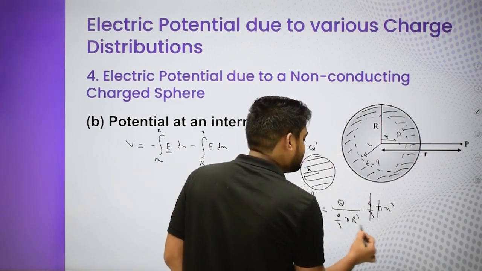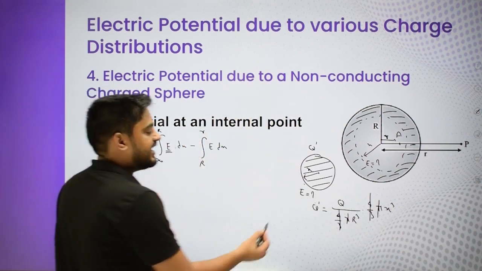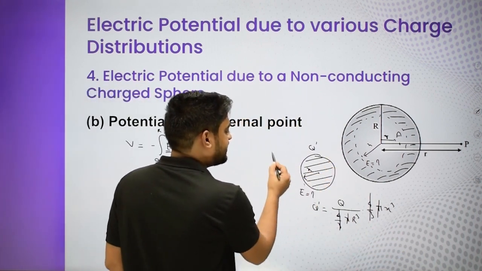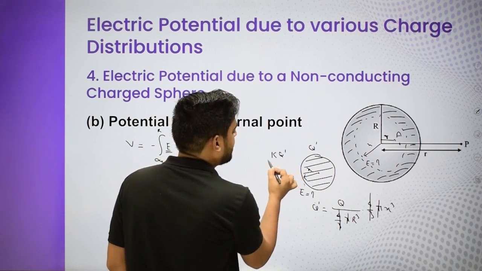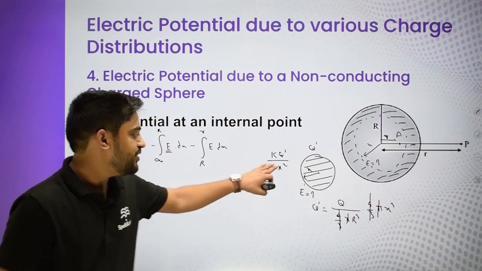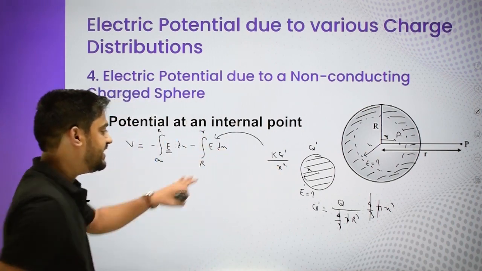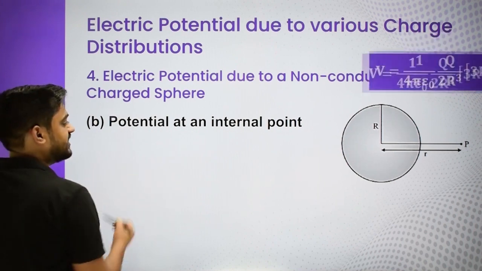And eventually 4 by 3 pi is gone and we get q x cube by r cube. And the formula for electric field is what? K q dash by r square, and the distance is x square. So I need to put this electric field over here, right? So that I can get the internal potential.